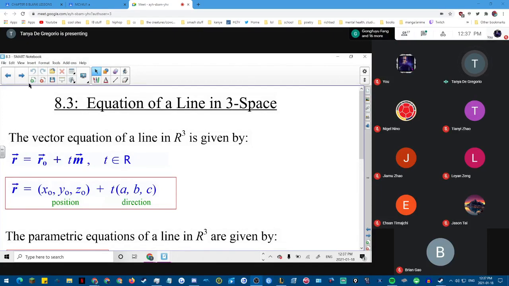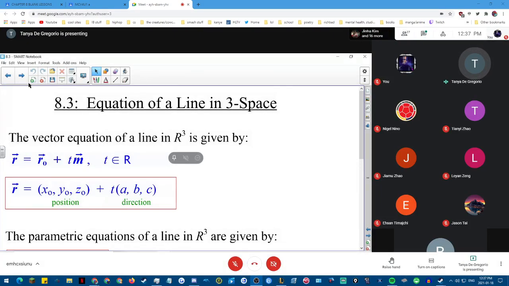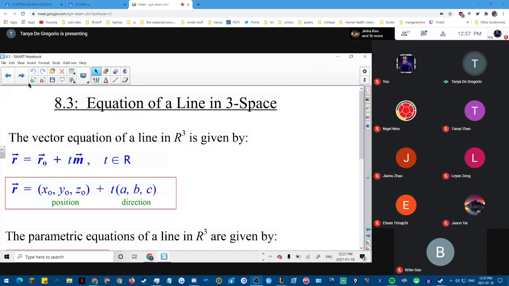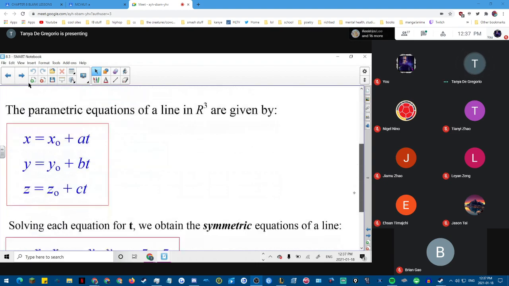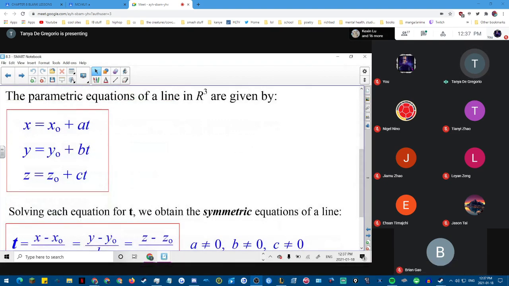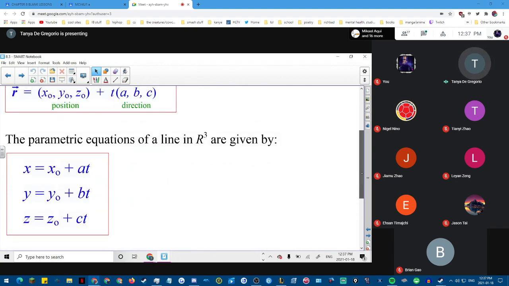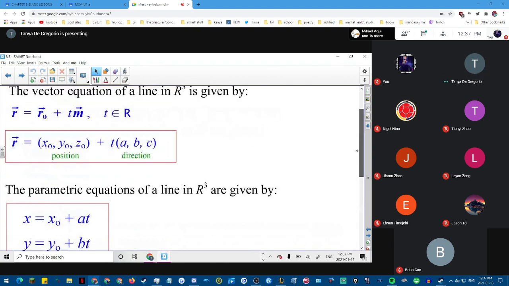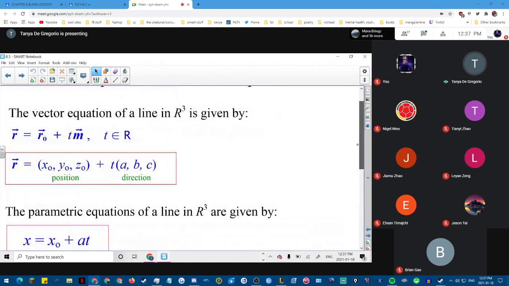Where t is an element of real numbers. We know that r naught is our position vector, t is a scalar, and a, b, c is our direction vector. The parametric equations, that's when you solve for x, y, and z. So x would equal x naught plus at, y would equal y naught plus bt, and z would equal z naught plus ct.